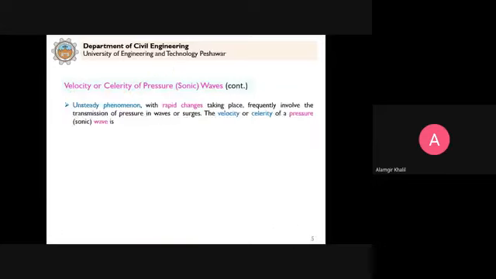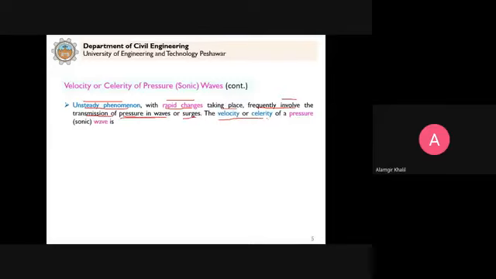Now, unsteady phenomena with rapid changes frequently involve the transmission of pressure waves. Clear? This is what is given in your textbook chapter. When rapid changes take place, for example, suddenly opening or closing a valve, we have unsteady flow phenomena. Frequently these phenomena involve transmission of pressure waves or surges.